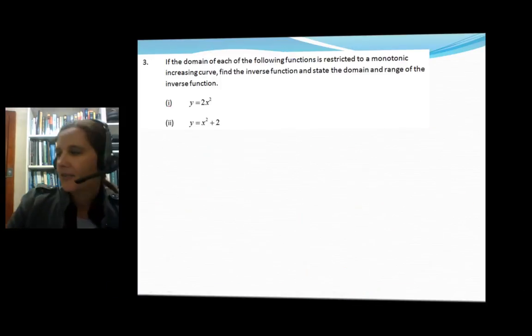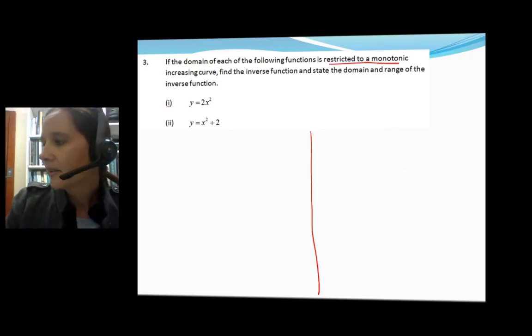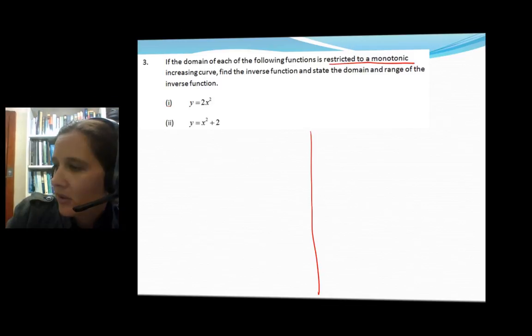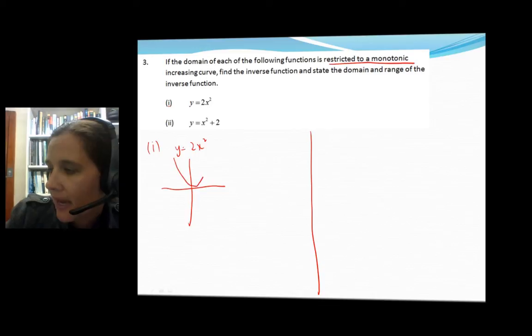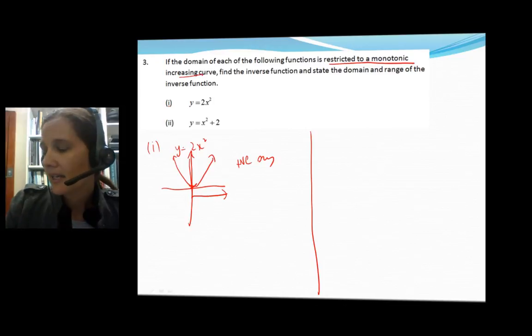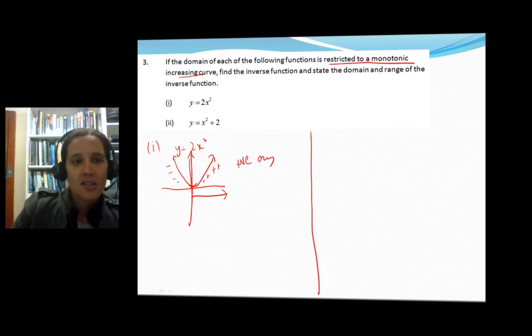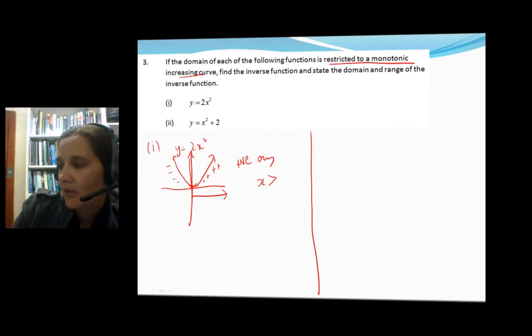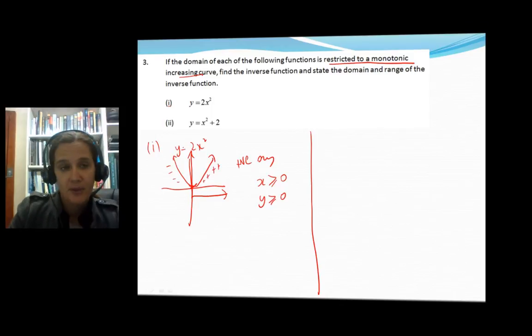So now we think about some of these curves here. We're going to restrict them to a monotonic increasing curve. So if we look at here, for 1, y is equal to 2x squared. It has this shape here, except it touches the 0. And what we're doing, we're just looking at this positive part only, because it's increasing. So we're decreasing, decreasing, decreasing, increasing, increasing, increasing. So we're only looking here at our x greater than or equal to 0. Therefore our y must also be greater than or equal to 0.